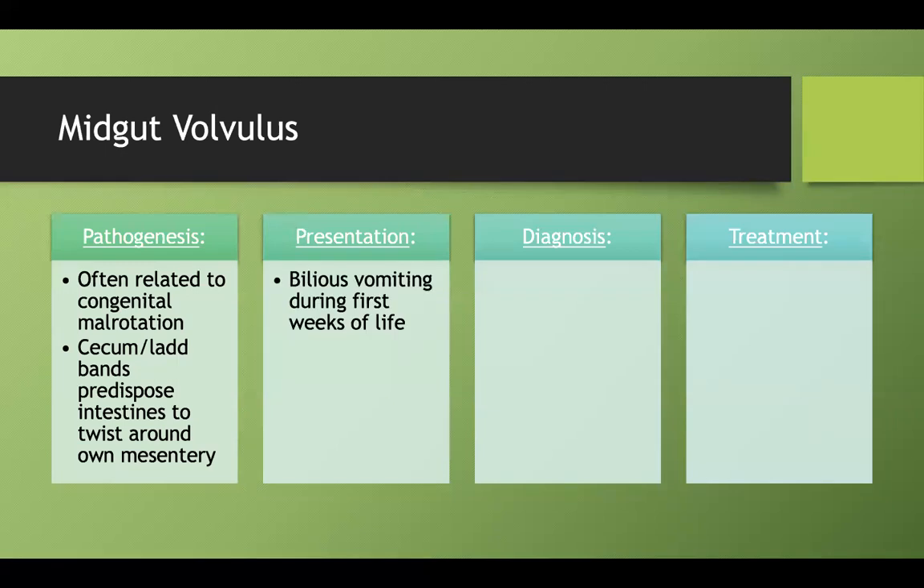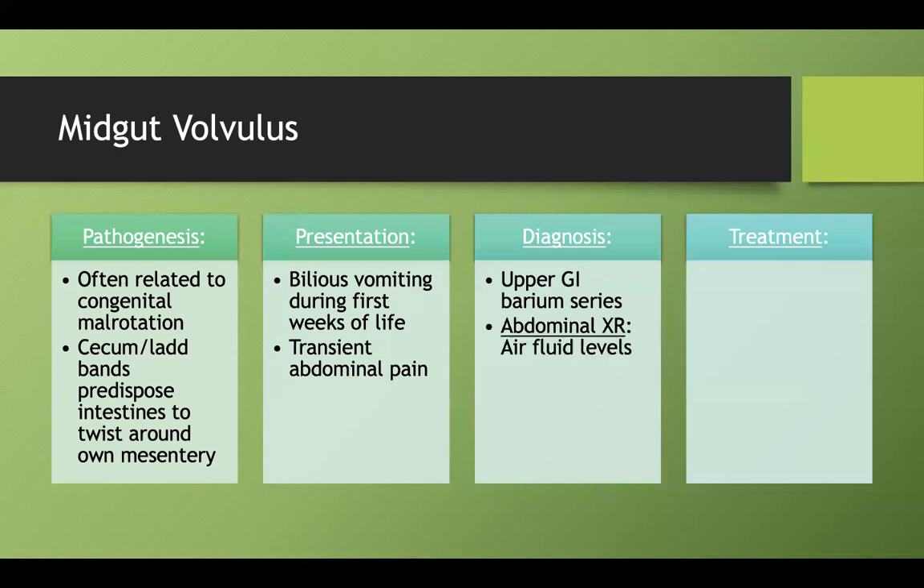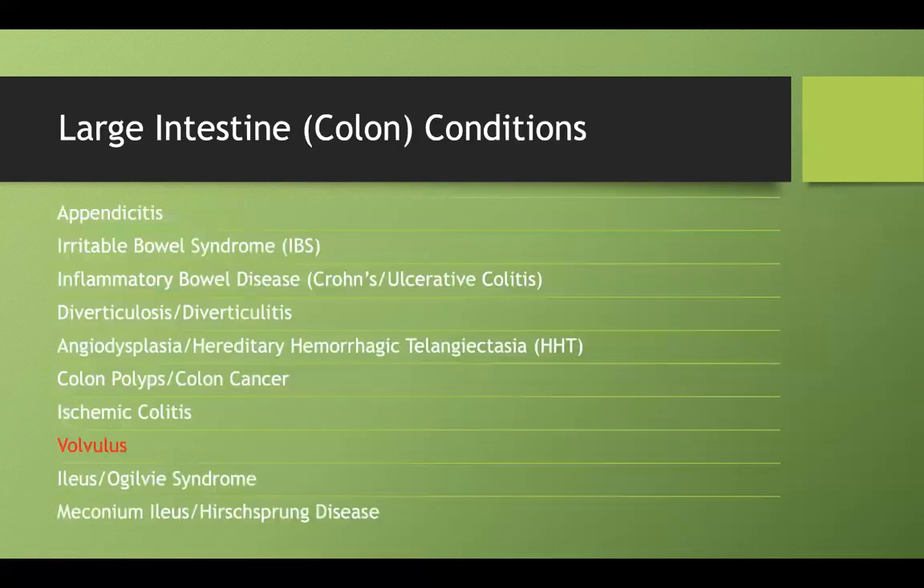So how this will present is bilious vomiting during the first weeks of life. You'll also get transient abdominal pain. You can diagnose this through imaging studies. You'll see air fluid levels on abdominal x-ray, which I talk about in the small intestine lecture, in the small bowel obstruction, what air fluid level looks like. And you have to treat this surgically as well, generally.